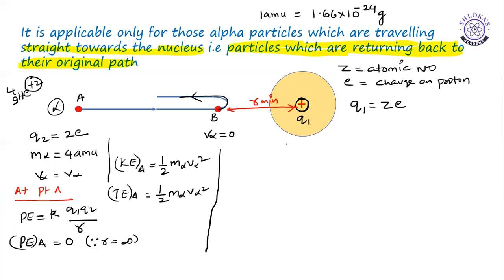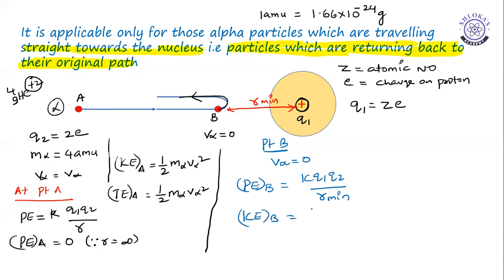At point B, tell me, what is v alpha? It is 0. But here, the distance is finite, not infinite. So at point B, the potential energy cannot be 0. I can write K into Q1 Q2 by R minimum, or R naught, which we need to find out. And KE will become 0 at point B. Why? KE is half of m into v alpha square, and v alpha is 0 at point B.